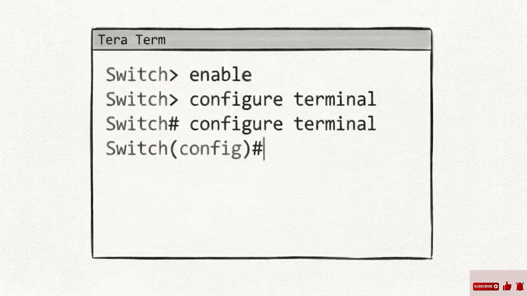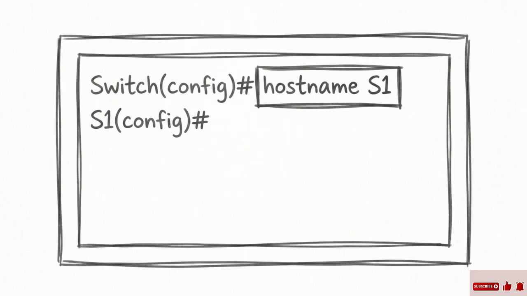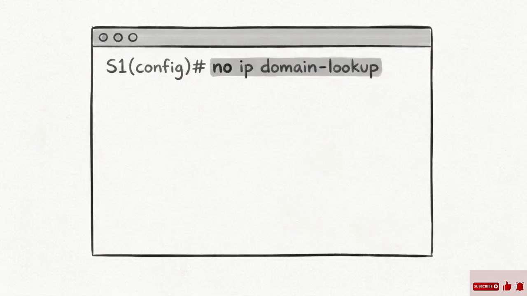Once connected, type Enable and then Configure Terminal to enter Global Configuration mode. We need to apply two initial settings. Type hostname S1 to name the switch, then type No IP Domain Lookup. This prevents the switch from pausing to search for a DNS server if you happen to mistype a command later.